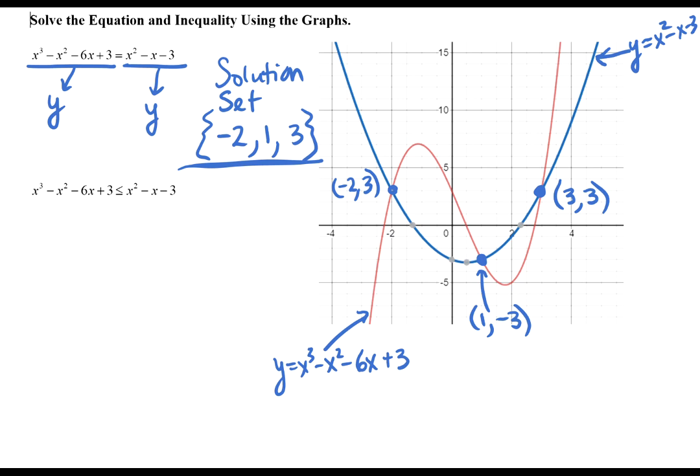When we have the inequality instead, and notice in this case it's a less than or equal, we would be wondering where the cubic graph is underneath the quadratic graph. Remember, the cubic graph is the red graph that has more curves to it. Where is it under the blue graph? Okay, to be under the blue graph. So let's take a look at that in this graph.